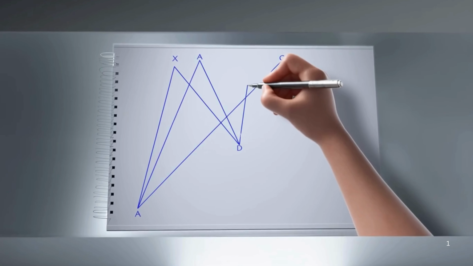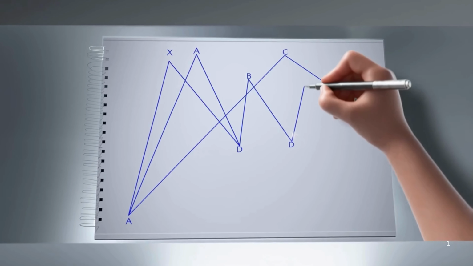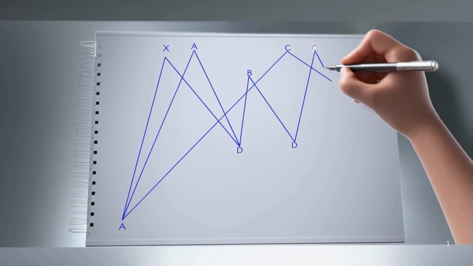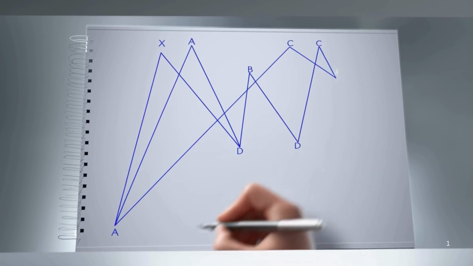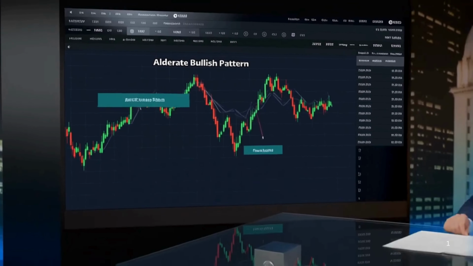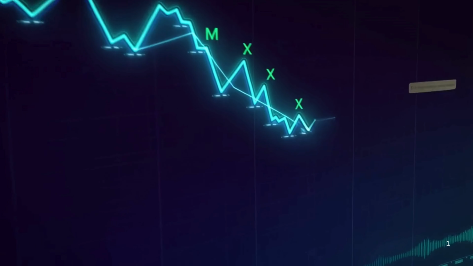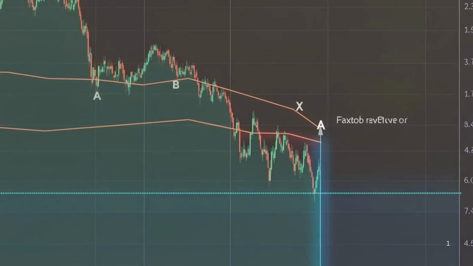In this video, we will learn what the alternate bullish bat pattern is, how it forms in the market, and how traders use Fibonacci ratios to capture bullish reversals. The alternate bullish bat pattern is a harmonic reversal pattern that usually appears at the end of a downtrend and signals a potential bullish reversal.